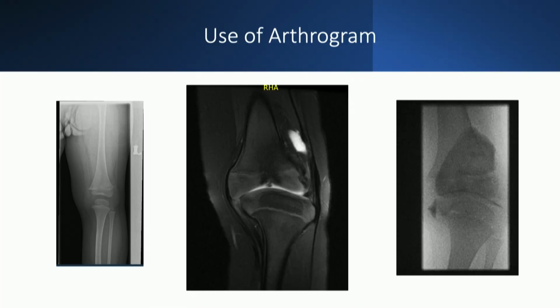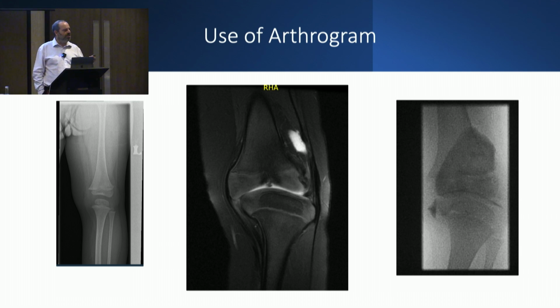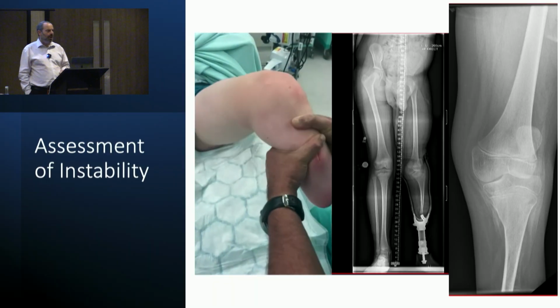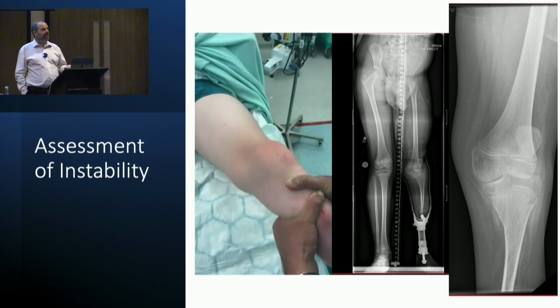So arthrograms can also be helpful. And this is something that you will do in terms of planning in theatre, in a sterile environment, and you can do a formal EUA. If you don't understand if congruence is there or if congruence is not, this is something that can help you make your decision making. But nothing substitutes for good clinical examination.